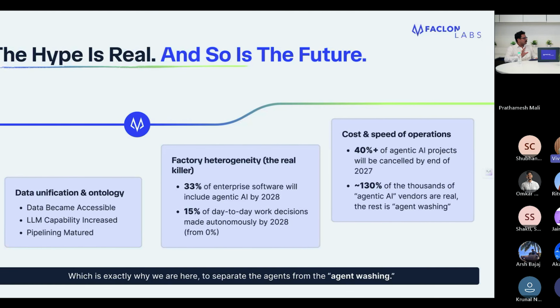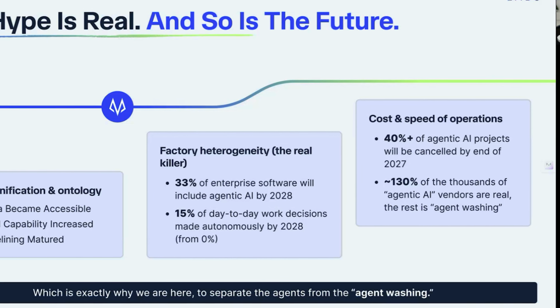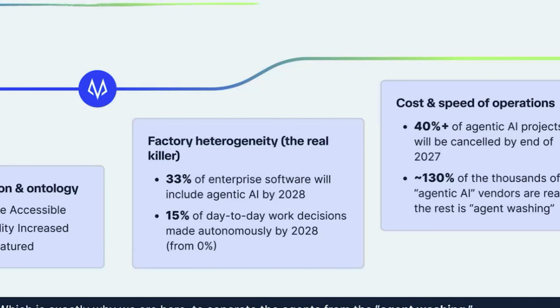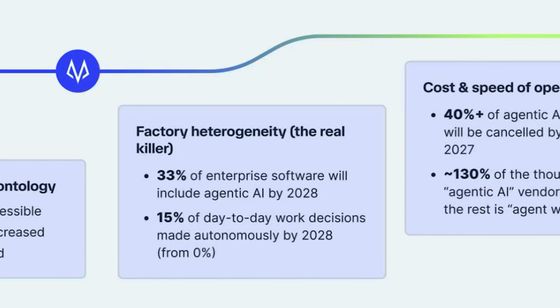Most of the enterprise software will have an agentic AI piece. So all the software will have an agentic AI piece by 2028. So 33% of them will be. Definitely, we see this trend moving.